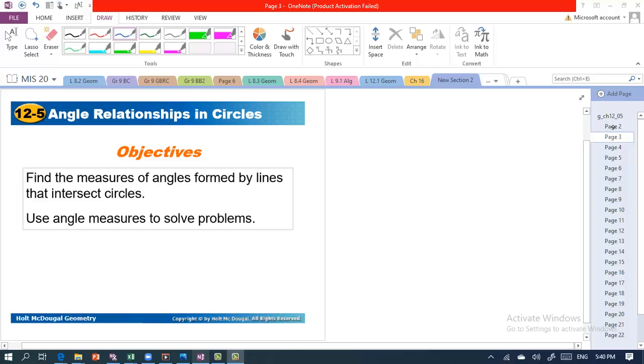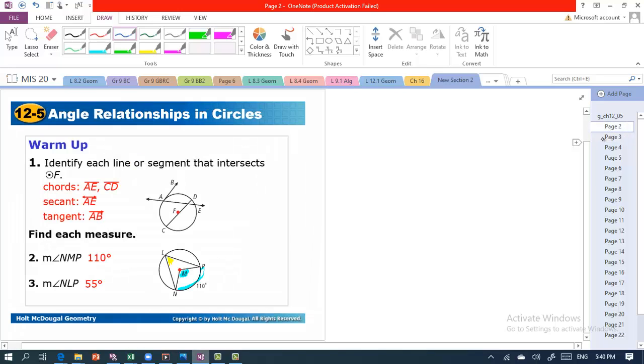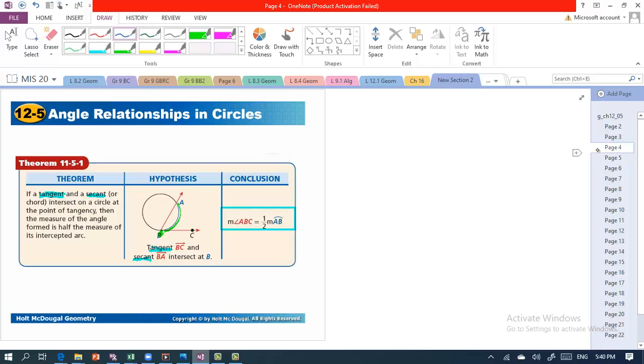We have done some warm-up here to find the measures of some line segments that intersect, identifying chords and secants in such a circle, and to find inscribed angles and central angles. And then we start with the first rule here.